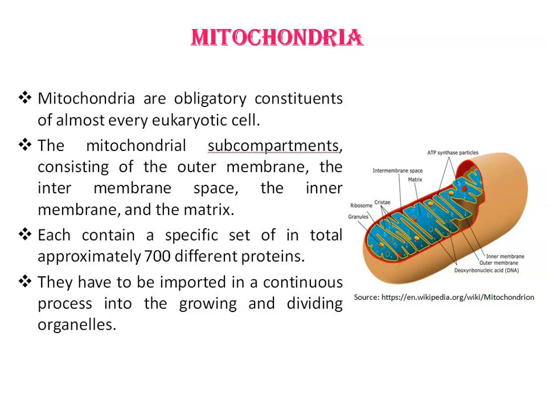The mitochondrial subcompartments consist of the outer membrane, just look at this diagram, outer membrane, inner membrane, intermembrane space, and the matrix. Each contains a specific set of, in total, approximately 700 different proteins. Most of these proteins are coded for by nuclear genes and are synthesized in the cytosol. They have to be imported in a continuous process into the growing and dividing organelles.